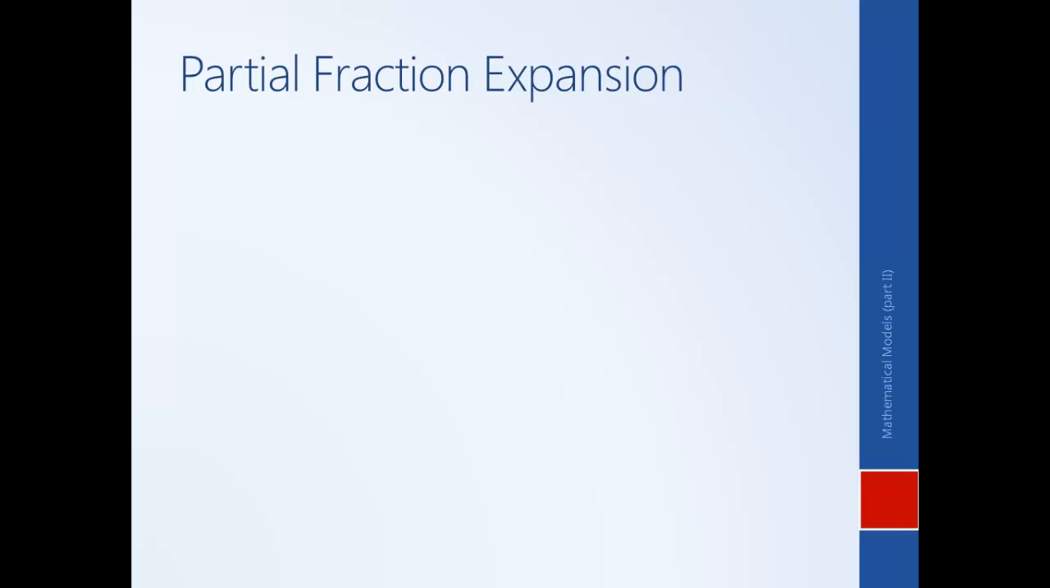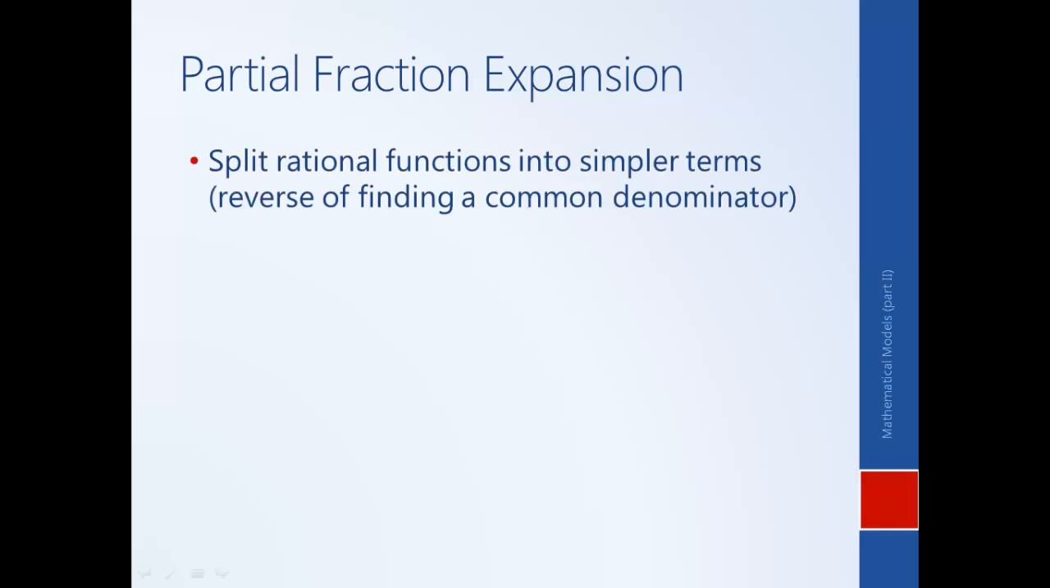In the previous example, we saw how we needed to use something called a partial fraction expansion in order to get our Laplace transformed function into a form we could recognize in our tables. The idea of the partial fraction is to split rational functions into simpler terms. It's basically the reverse of finding a common denominator. The process of finding a partial fraction expansion has three different cases.